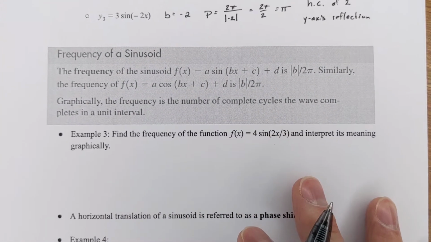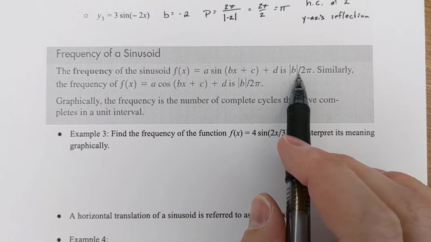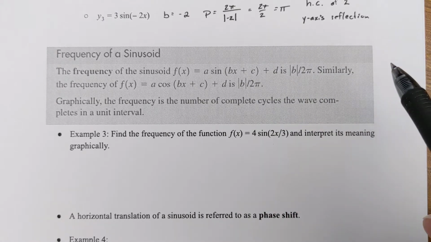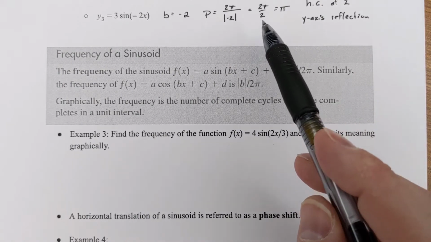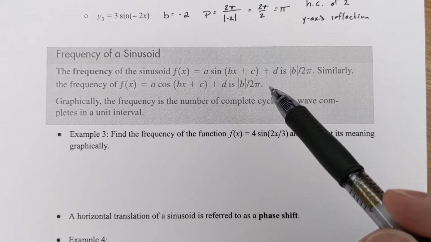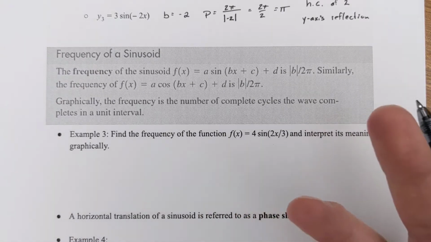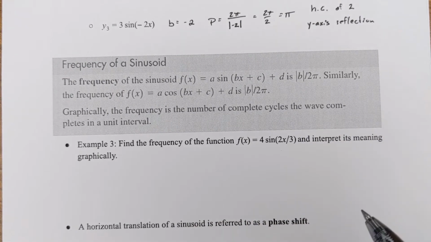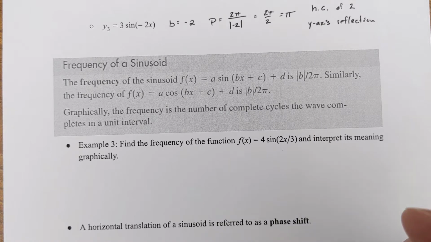Related to the period is the frequency. The frequency is b over 2 pi. It's the reciprocal of the period. So the period tells you how long a wave is, length per cycle, and then this one gives you cycles per length, essentially. Hertz is the measurement for this, like how many waves pass a given point per second. So whereas normally wavelength is measured in distance, frequency is measured in per seconds.